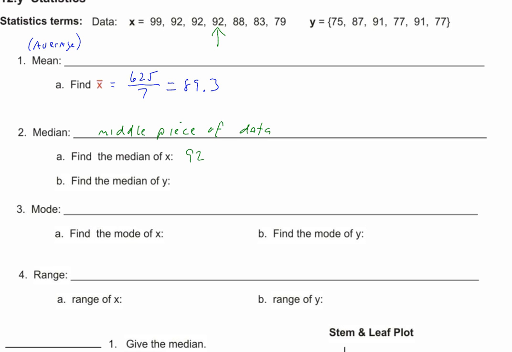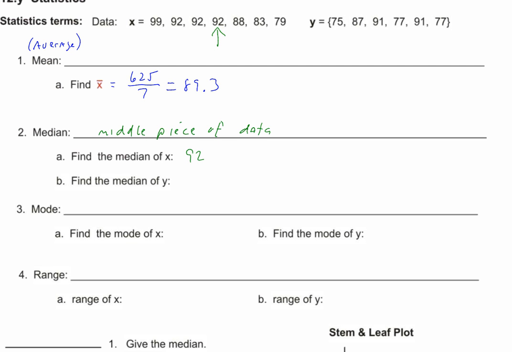What about the median for the Y data? Most people want to average the 91 and the 77. You remember you got to average the two if it's an even amount of data? Why is it wrong to average the 91 and the 77? What did that person forget? To put them in order. They got to be in order.